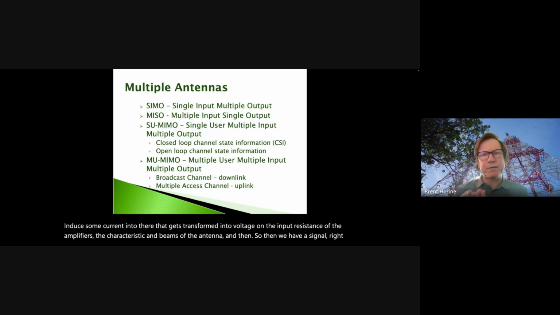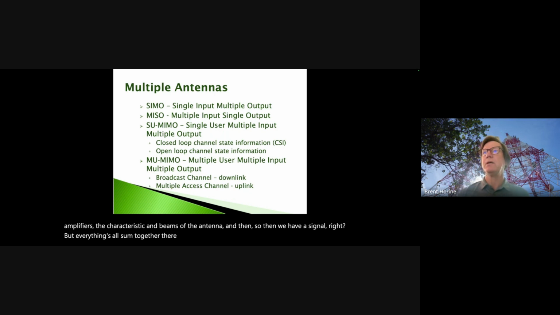But everything's all summed together there by superposition, right? So let's now start thinking about if we use multiple antennas separated in space, then we can kind of intersect those waves at different positions. And if they're diverse enough, then we can get some benefits out of that, right?